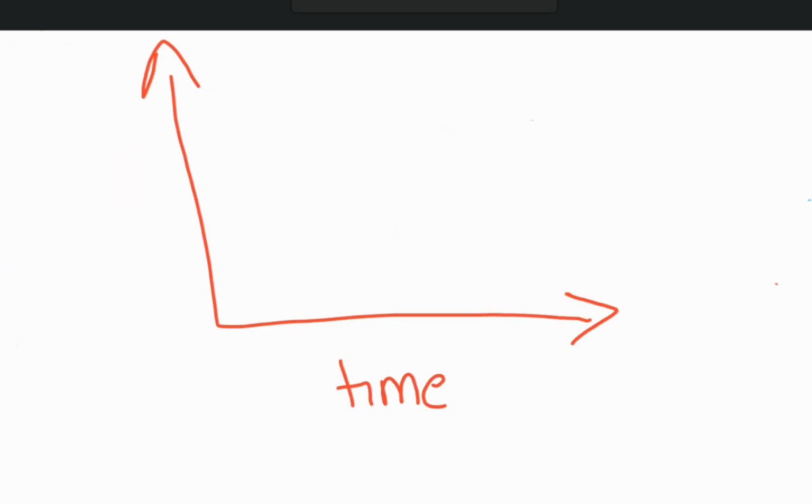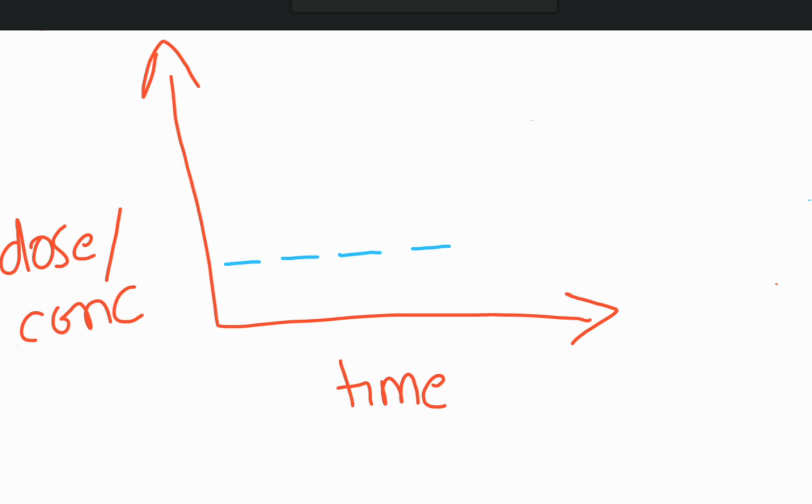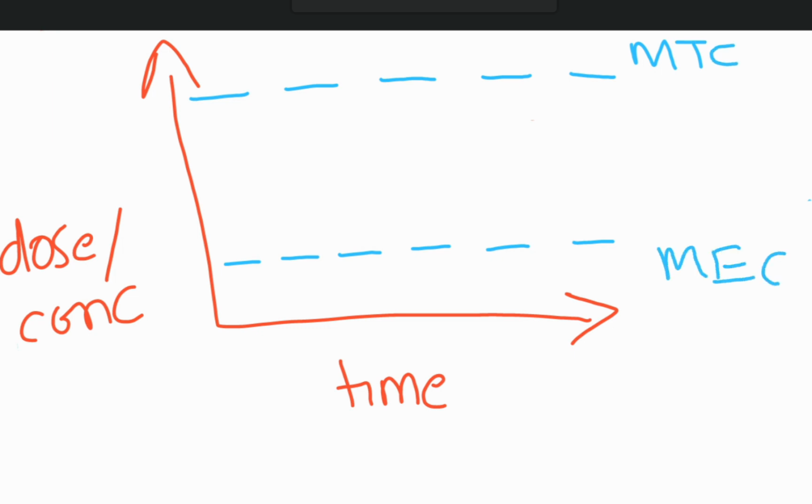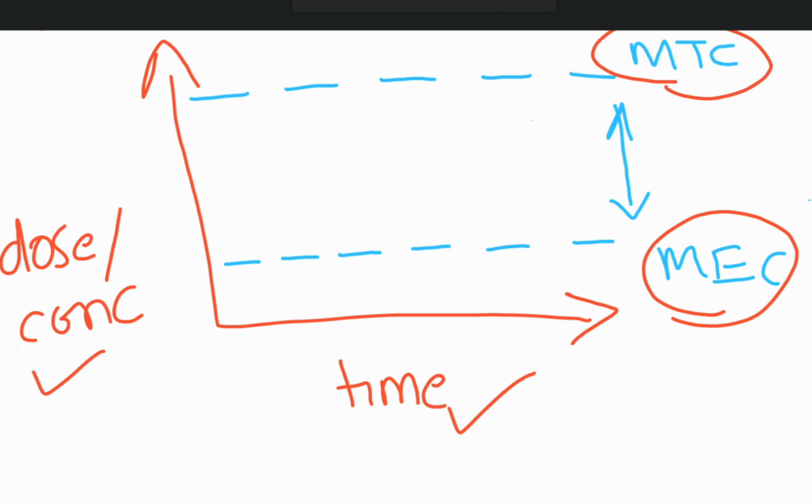Time and dose or the concentration. So there is this graph. Here time is on the x-axis, concentration on the y-axis. There is the term MEC and there is the term MTC.